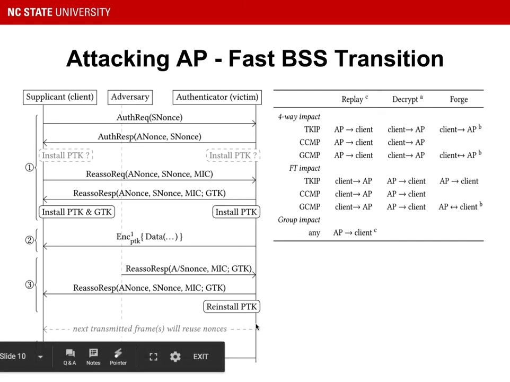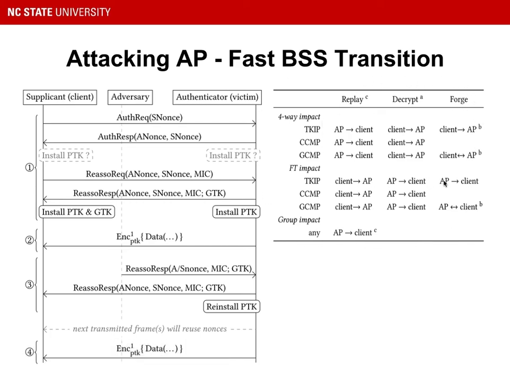Upon the AP receiving this kind of packet, it will check and see that the A nonce, the S nonce, the MIC, and the GTK are all legitimate. It will follow the protocol and send the reassociation response to the client, and after that it will reinstall the PTK. So at this point, the PTK will be forced to reinstall. The nonce gets reset, and the security of the protocol is compromised.